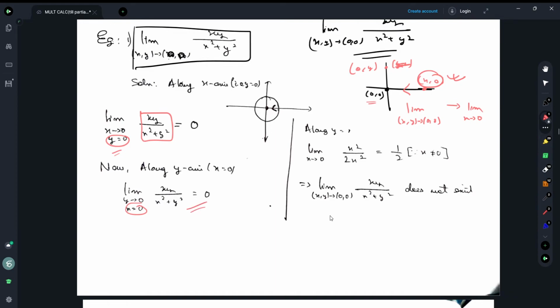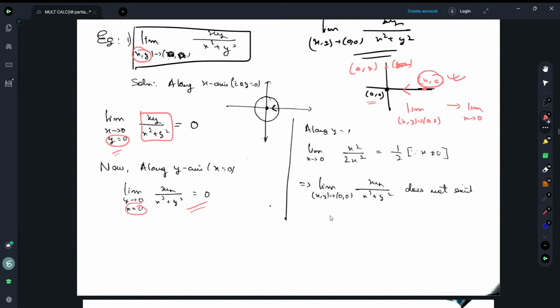So it seems that the function might exist, but there are infinitely many more paths along which any point (x, y) can reach (0, 0), because (x, y) is given to be an arbitrary point. Are you getting it? It can be any point on the xy plane. It can be a point on the y-axis, it can be a point on the x-axis, it can be a point on the xy plane not being on the x-axis or y-axis, right? If it is not on the x or y axis, it can be any point on the plane.